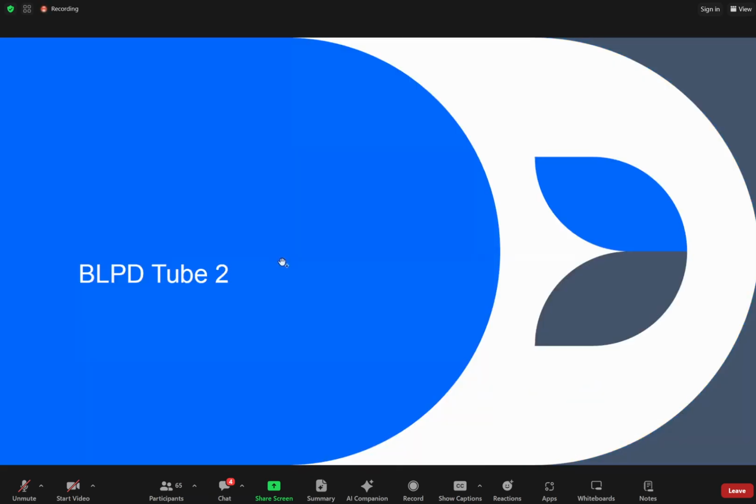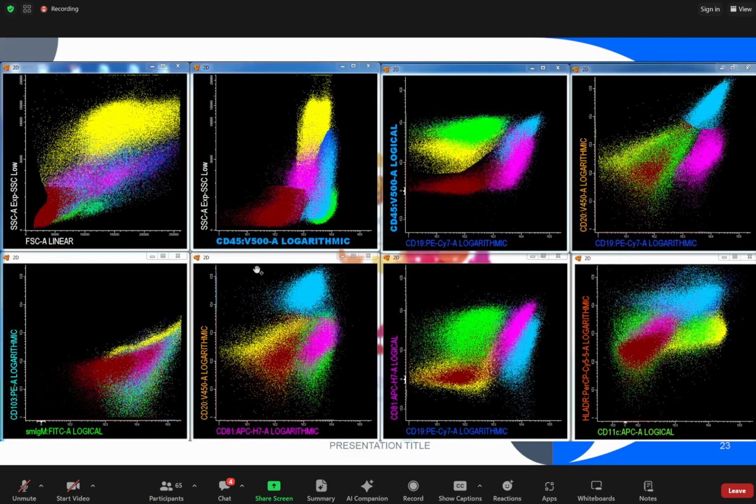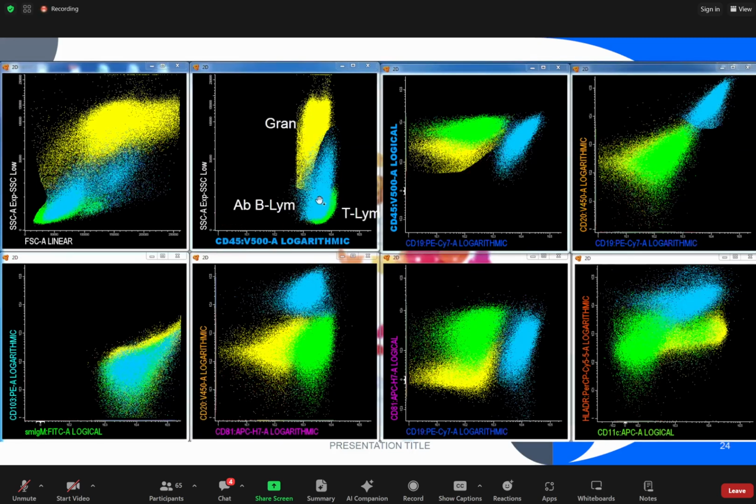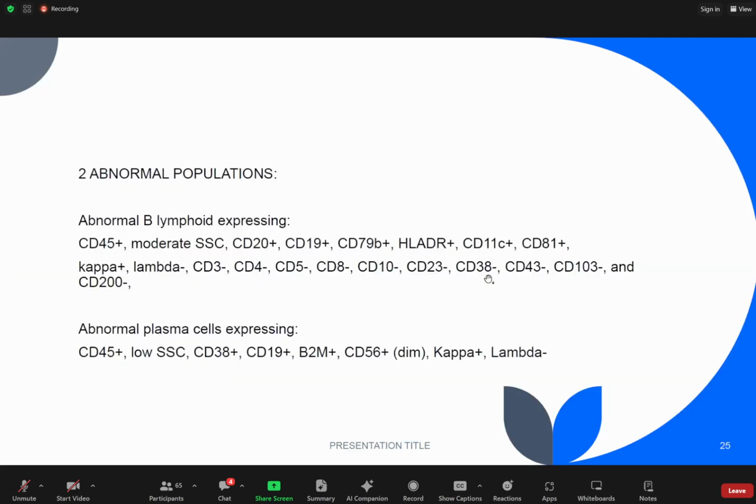As for our second tube, the same population, they are normal plasma cells. They are CD103 negative, CD81, what's that, normal? They are still positive. This one is still positive, and their HLA-DR is positive. The only abnormality here I would say would be the CD11c. They are also positive for the abnormal B cells.